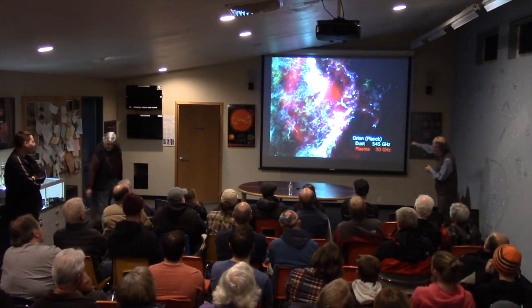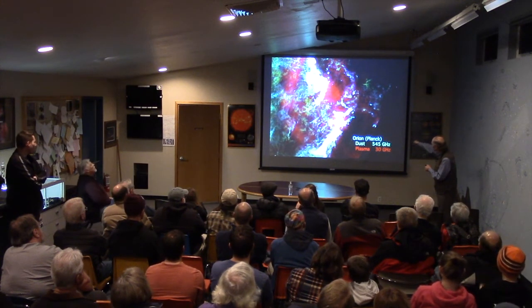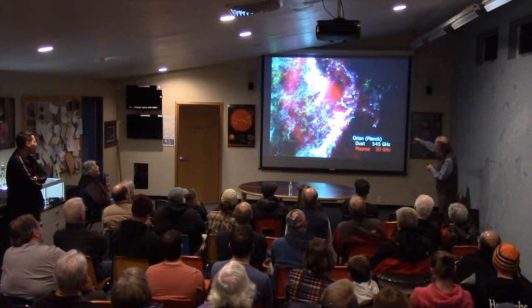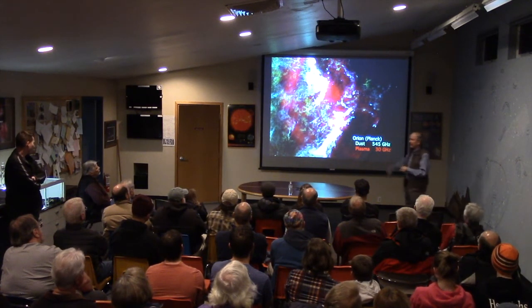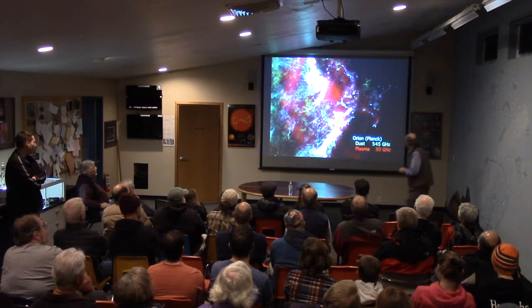Here's the Barnard's Loop, as it's called. Here's the Orion Nebula in the foreground. And here's one of the giant clouds in Orion. Here's the other one. Each of these clouds has a mass of something like 100,000 times the mass of the sun.